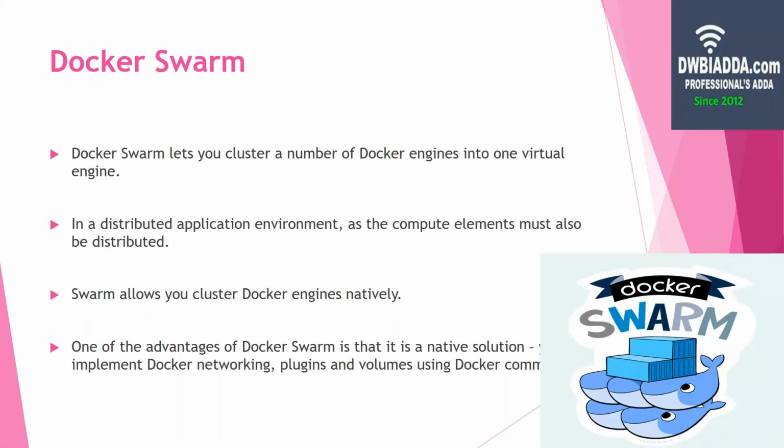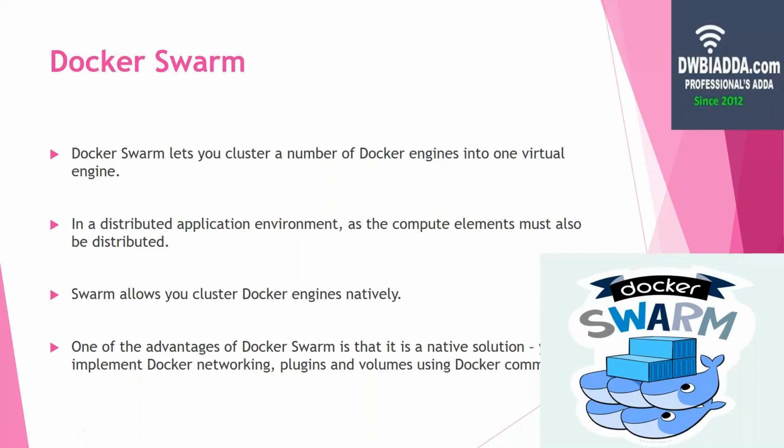Now first of all we will discuss Docker Swarm. So Docker Swarm lets you cluster a number of Docker engines into one virtual engine. So it basically means that if you have a different set of clusters or nodes, you can simply use Docker Swarm to compile them into a single Docker engine. And the benefit of that is that you can manage all the clusters and nodes from a single panel.